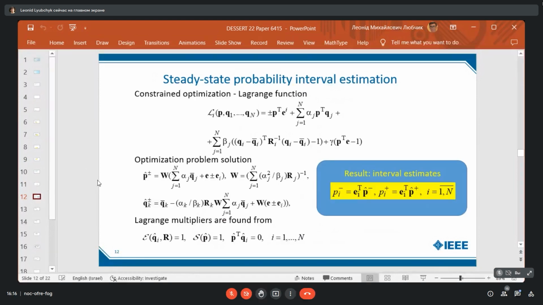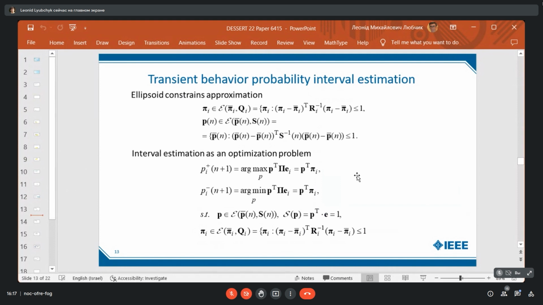In such a case, using standard methods of solving the optimization problem, we use the Lagrange function approach. It is very easy to obtain, in fact, the analytical solution of this problem, which is described on this slide, but the Lagrange multipliers will be found as a solution of nonlinear algebraic equations, and as a result we obtain the estimation with the help of a very simple computational procedure. As another step, we obtain the characteristics of transient behavior or probability interval vectors, and in such a case, using the ellipsoid approximation, we give step-by-step algorithms which give us the possibility to obtain the ellipsoid approximation as recurrent equations in the probability state space.